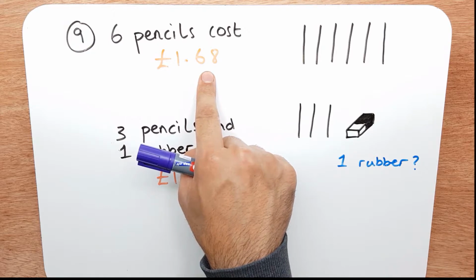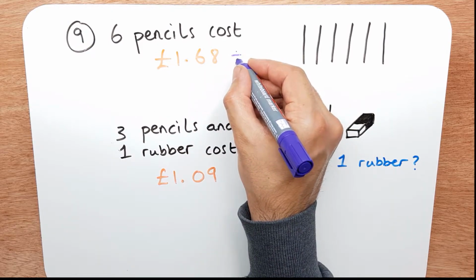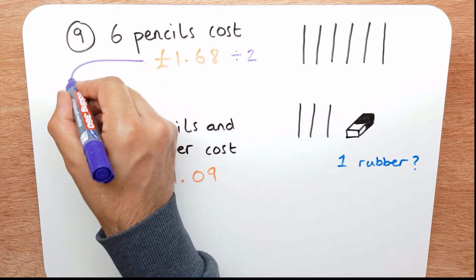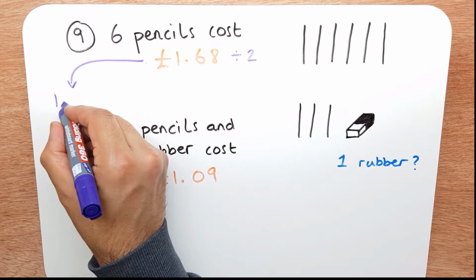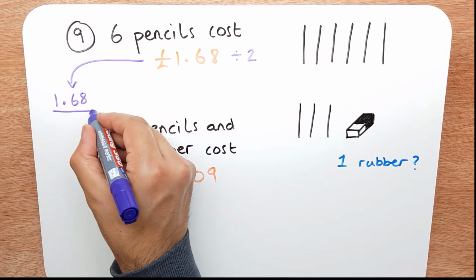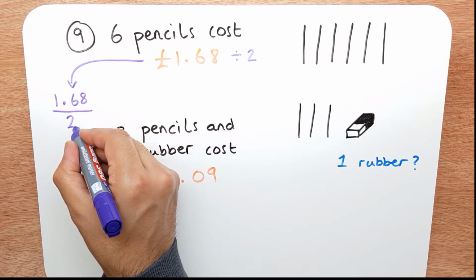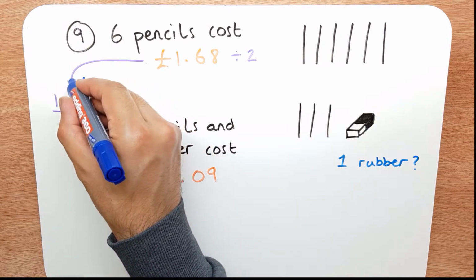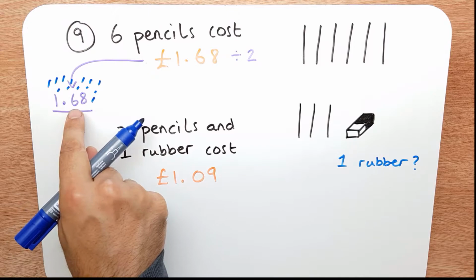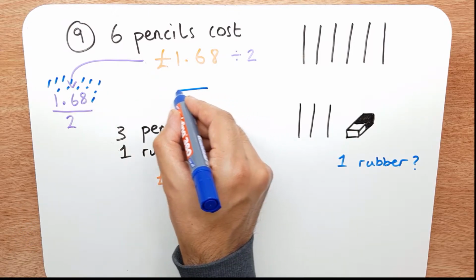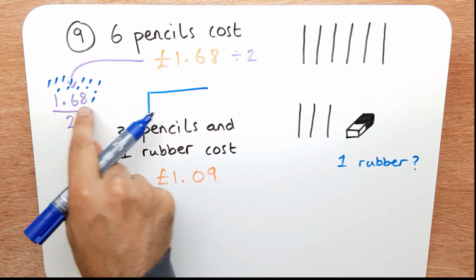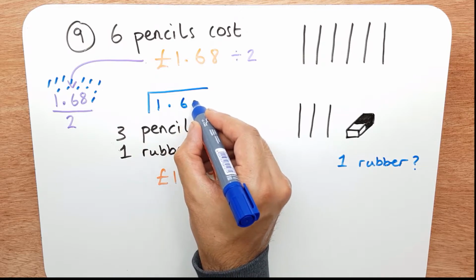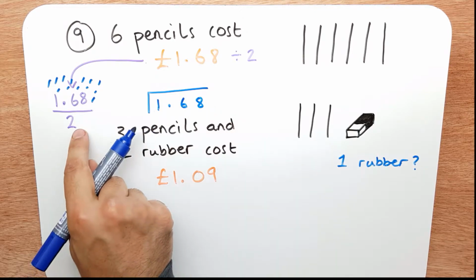£1.68 shared by 2, divided by 2, and we can write that using the bus shelter. So the first thing that's going on in my head is £1.68 shared by 2, or divided by 2. I can use the bus shelter method. So it's raining. £1.68 is getting wet, so I build a bus shelter and I put £1.68 inside. And I have to put the 2 outside.